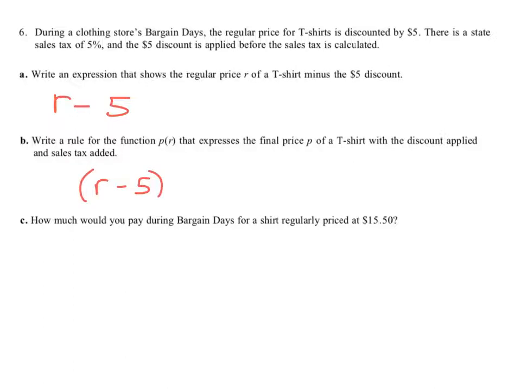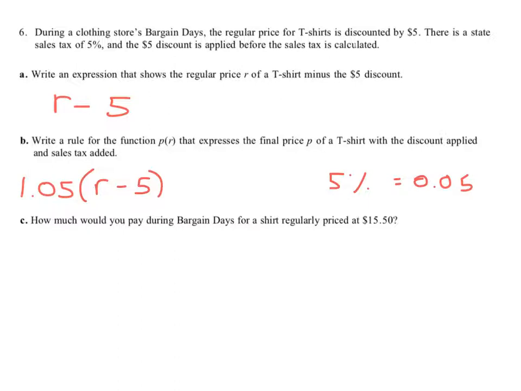Now, if we multiplied by just 5%, I don't know if you know, but 5% as a percent translates to 0.05 as a decimal, okay? So if I multiplied just by 0.05, that would only tell me the tax. Okay, I want to know the final price including the tax.